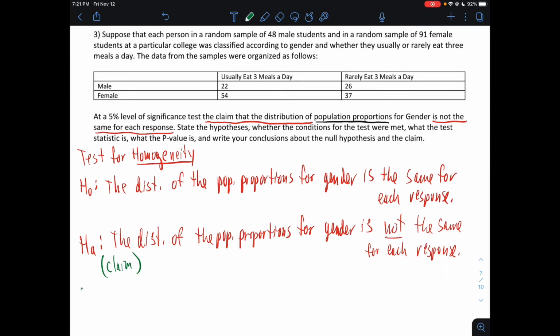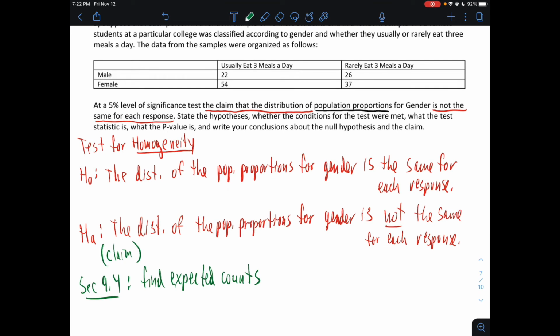So this is from section 9.4, which means we need to find our expected counts. And we need to verify that they're going to be greater than 5, but also we need those expected counts to make a matrix, and then we can use the two matrices in a chi-square test. So if we go up to the table that I have up above, we need to find our row and column totals. So for example, for the column usually eats 3 meals a day, 22 plus 54 is going to give me 76 for that column.